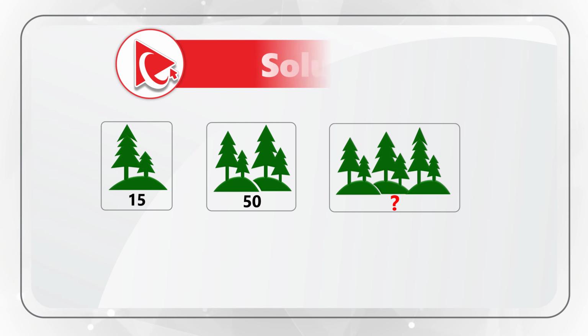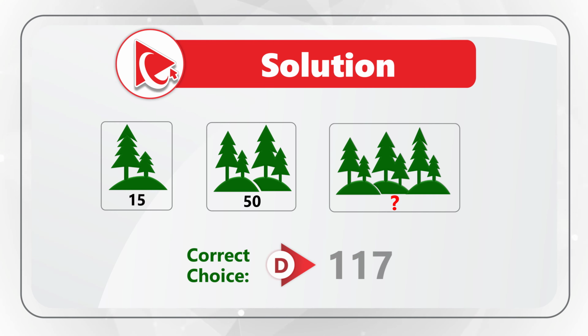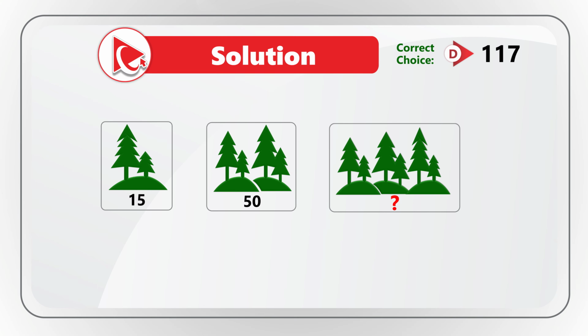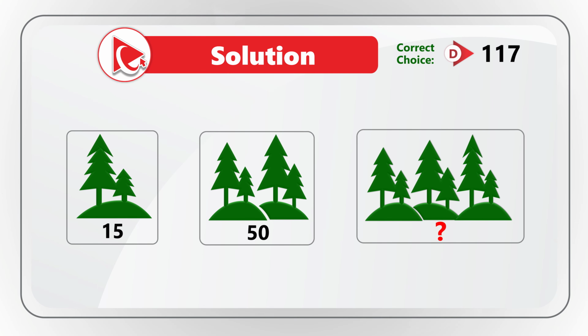As you might have calculated, the correct answer here is choice D, 117. Let's take a close look at why. If you take a close look at the images, you will see that each image contains trees, each tree contains a certain number of branches, and trees are placed on the berms.